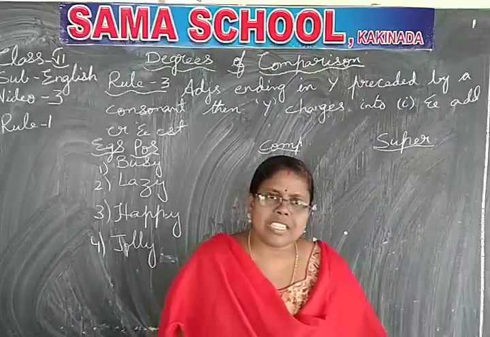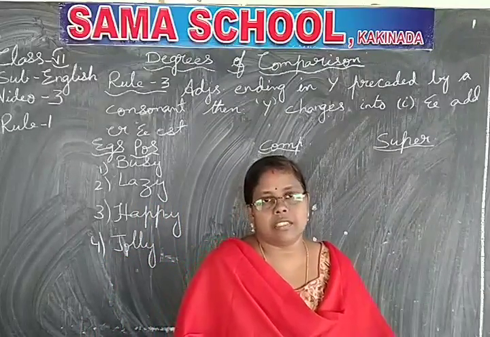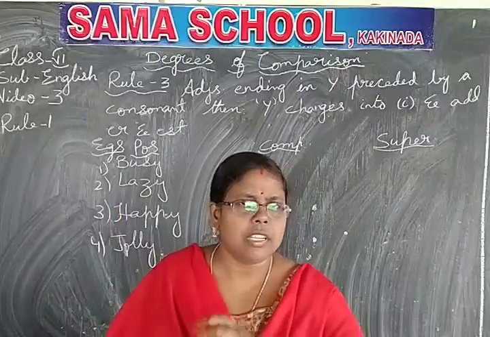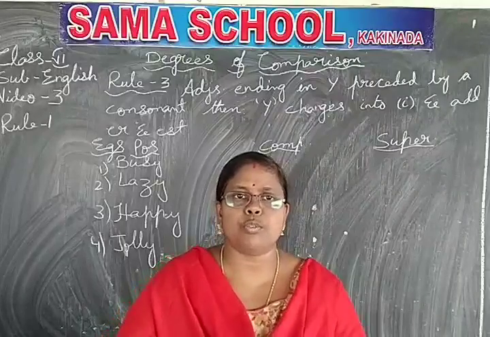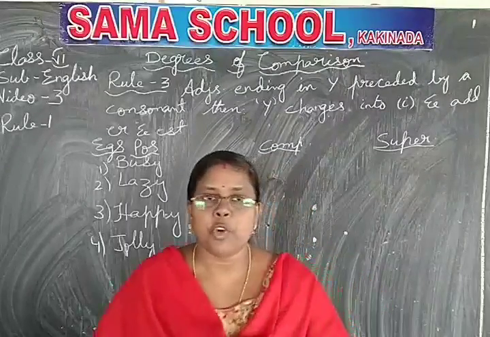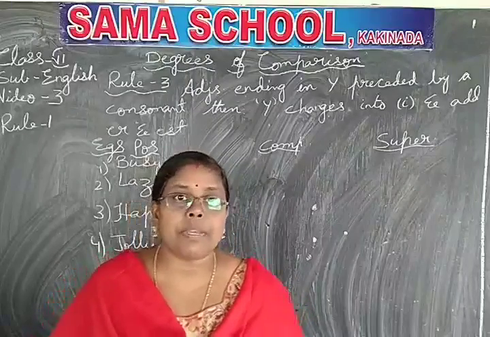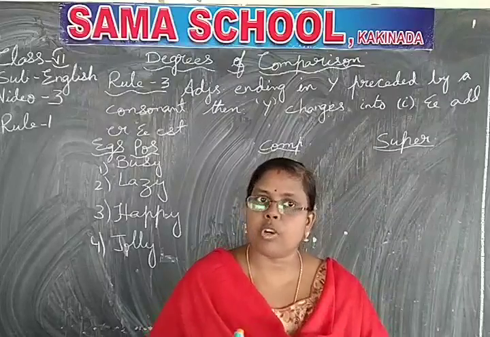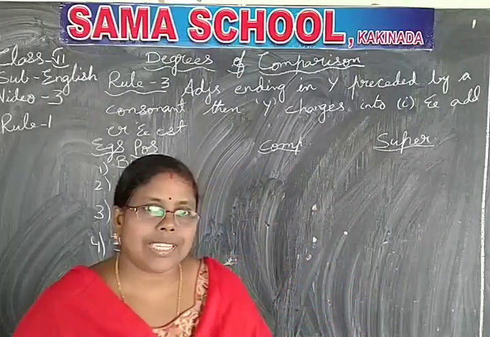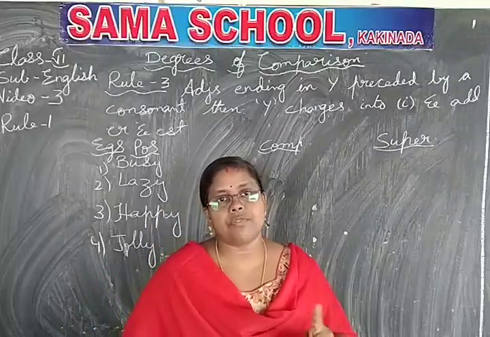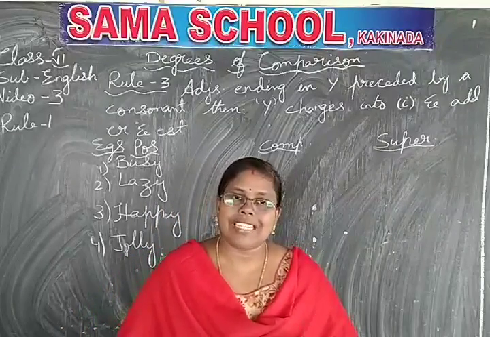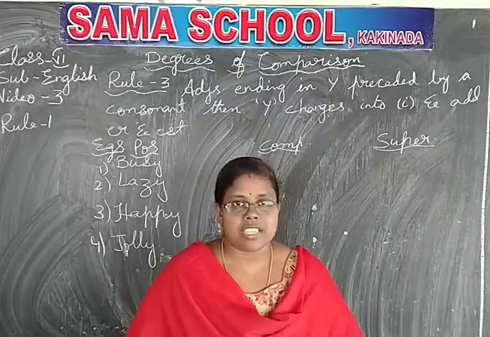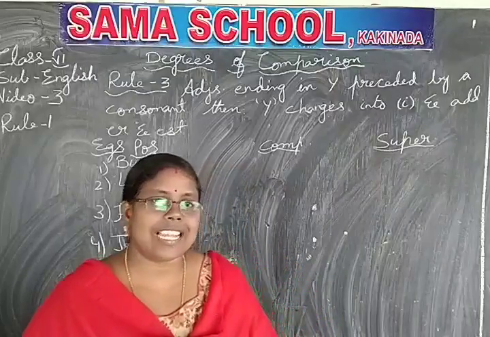Now what is the first rule that we learned? First rule, it should be a one syllabic word. The word should not be broken. If you can't break the word into 2 or 3, only one syllable, that is a one syllabic word. A syllable means breaking the word. Now it should not be broken, only one syllable should be there. That time what will you do to make it comparative and superlative degrees? You add ER or R to make comparative degree and EST or ST to make superlative degrees. That is the first rule.